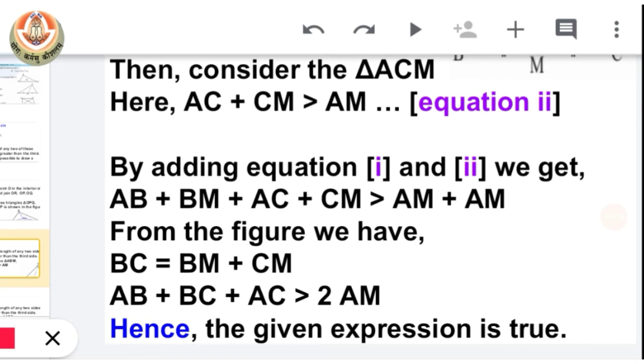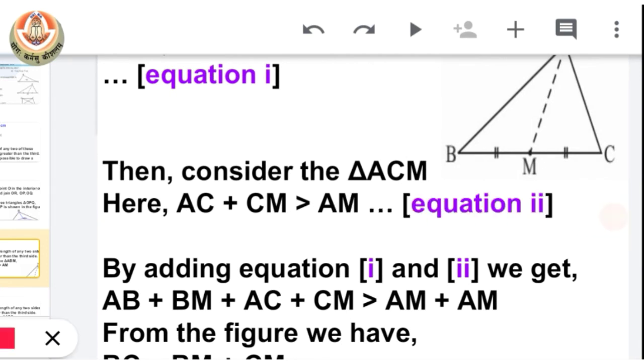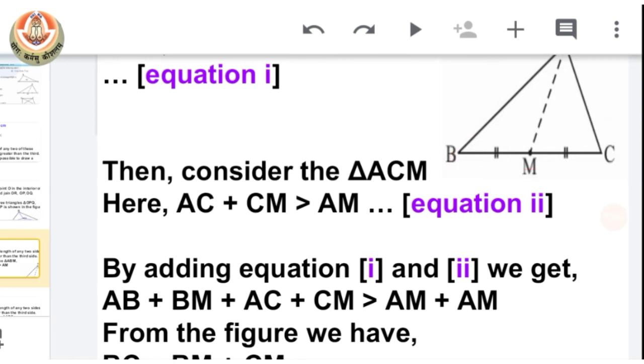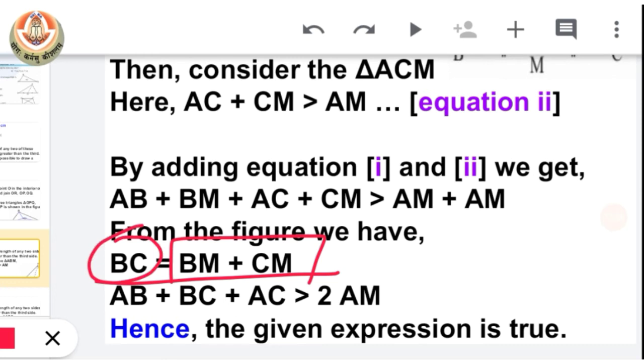So we know that AB is one of the sides of the bigger triangle, and AC is also one of the sides of the bigger triangle. But BM and CM, you can see here, BM and CM together make BC. So in place of BM plus CM, we can write directly BC. We know that BM plus CM is equal to BC, so we will put BC in place of BM plus CM.